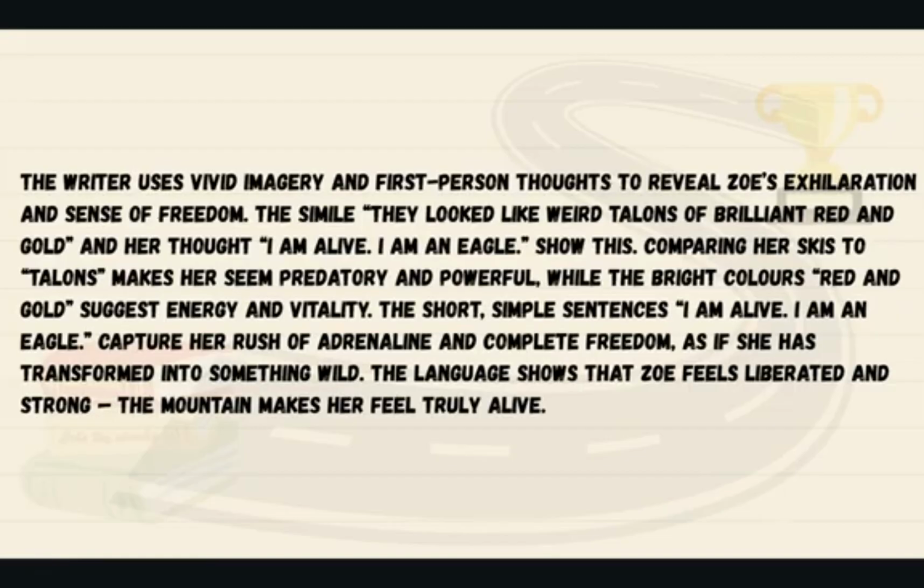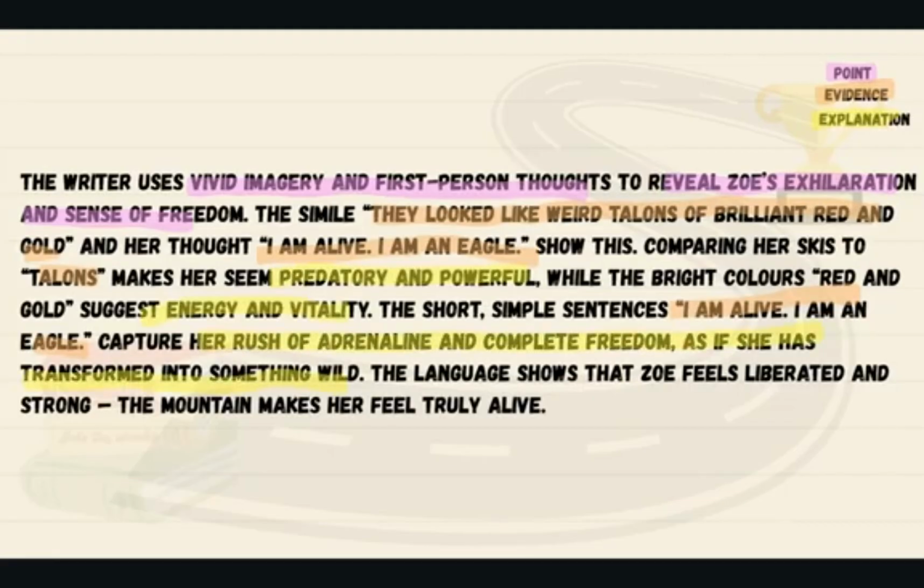I'd like you to pause this video now and analyse this paragraph for point, evidence, explain, link, and when you've done it, press play so we can go through it together. Right, let's go through it together. So in pink here, I've highlighted the point. So it's vivid imagery and first-person thoughts, and it shows that it's revealing Zoe's exhilaration and her sense of freedom. In orange, I've highlighted the evidence, so it's the quotes from the text. In yellow is my explanation of the quotes, and purple is the link back to the focus, which is Zoe's surroundings.